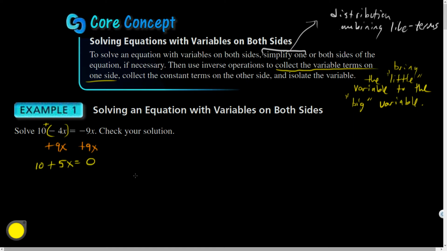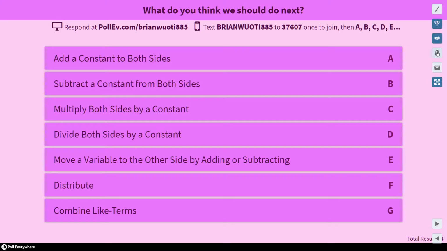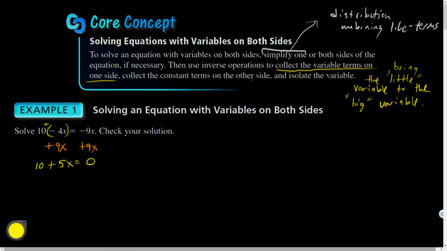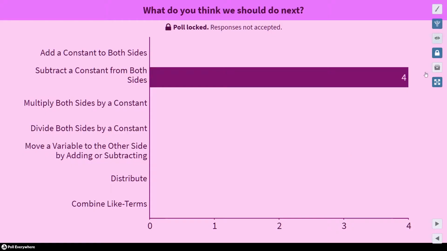So 10 plus 5x equals 0. You guys said subtract a constant from both sides. That's what I'm talking about. So, mis amigos, this 10 is a positive 10. Let's subtract it from both sides. So I get 5x equals negative 10. Let's see, you guys are going to get this last move.